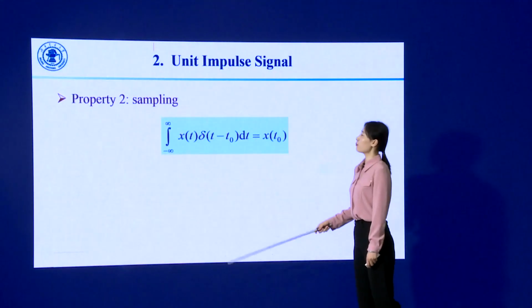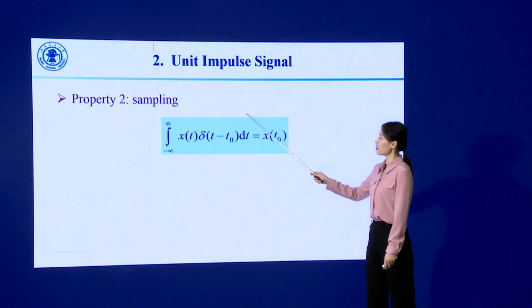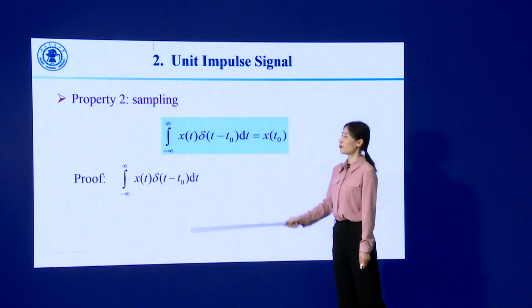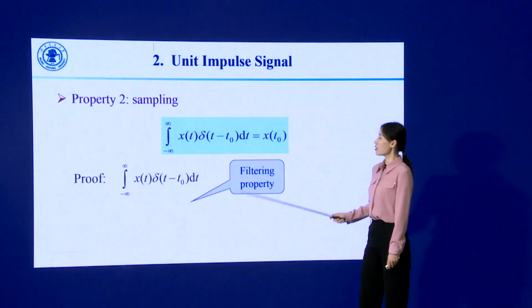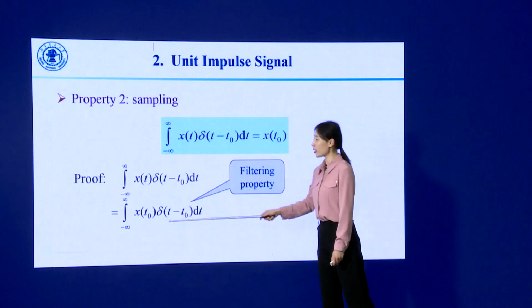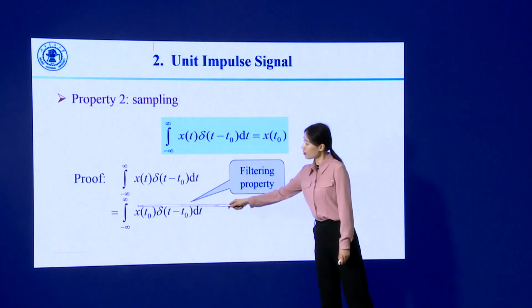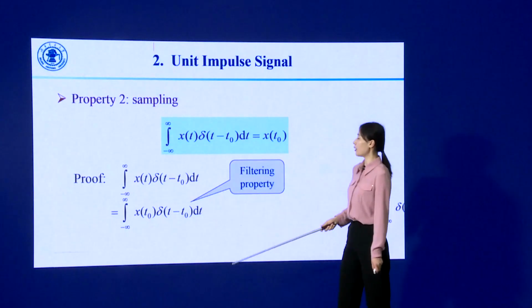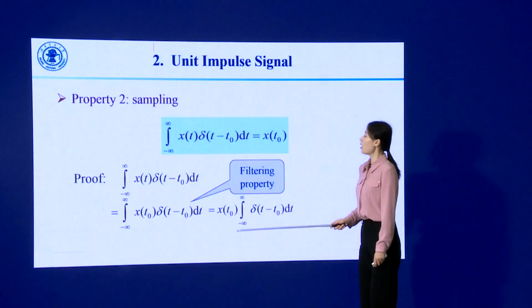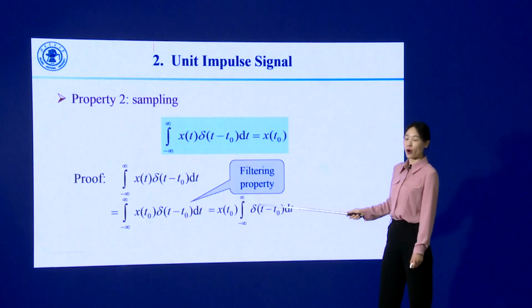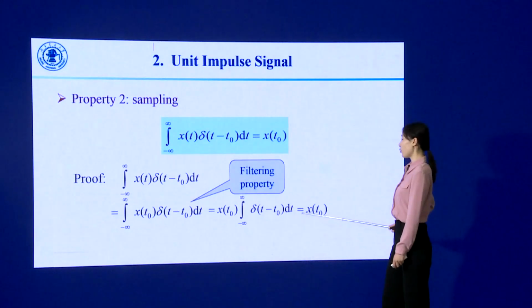The sampling property can be expressed in this equation. Now let's give a proof. We first use the filtering property and we can get this equation. And then this part can move out of the integration and we get the result. Finally, this integration is equal to 1, thus we can get the final result.